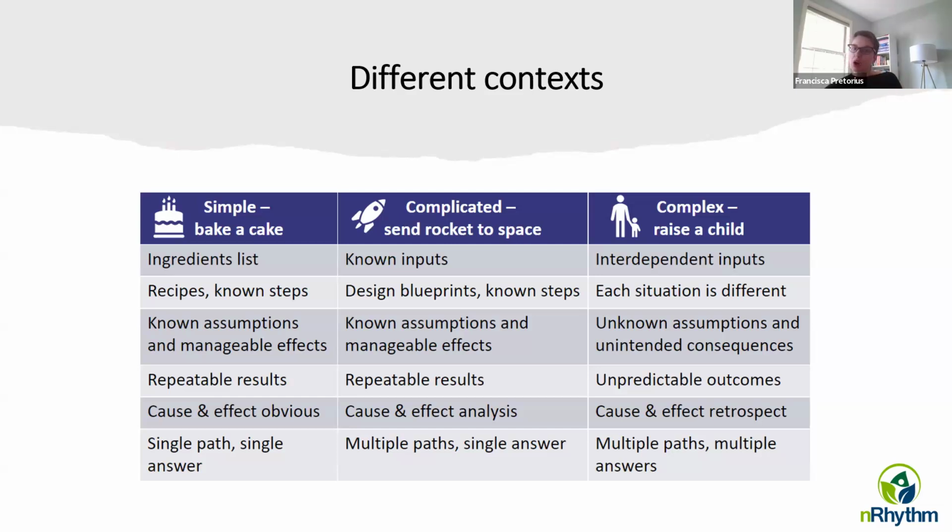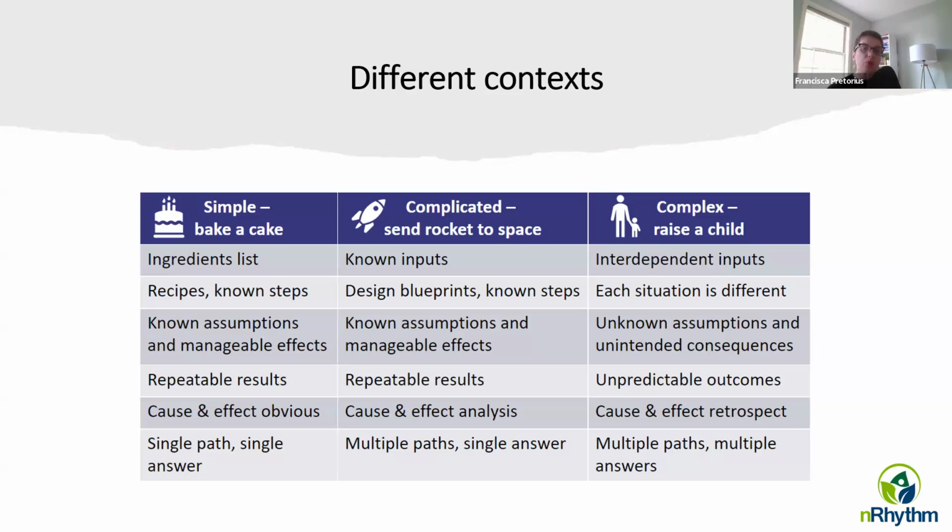And then we have complex problems or complex concepts and things. I think raising a child might be one of those. Each situation will be different. There are many inputs, unknown assumptions, unintended consequences. You can do the same thing. You can raise one child the same as another child, and the outcomes will be very different. So there are multiple paths, multiple answers. There's no right and wrong.